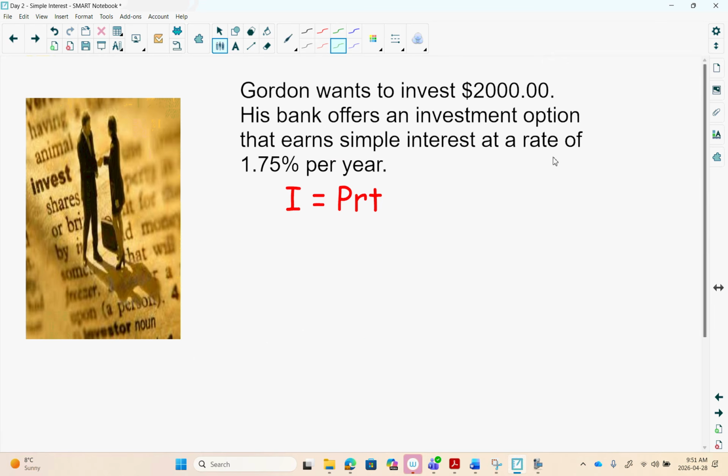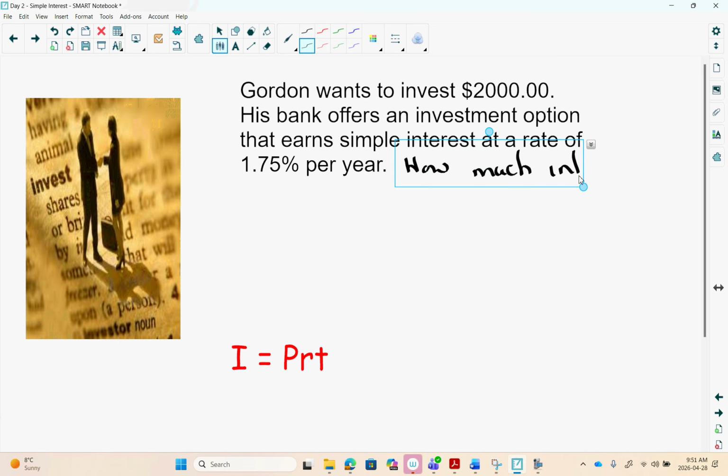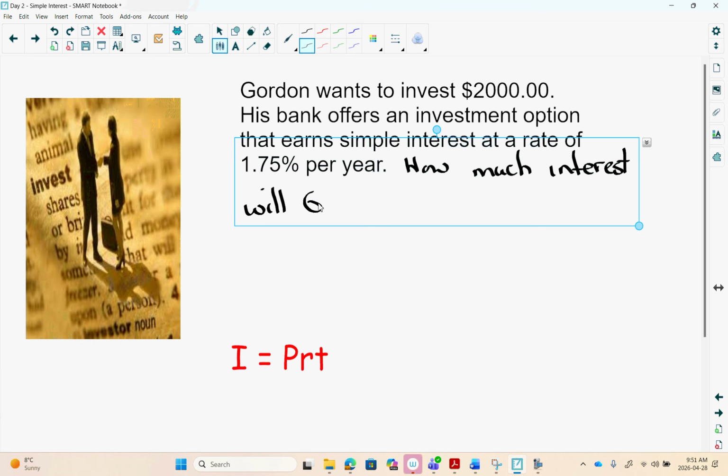Here's the first question. Your boy Gordon wants to invest $2,000. His bank offers an investment option that earns simple interest at 1.75% per year. Now, let's ask a question here. Let's say, how much interest will Gordon earn after 1 year?